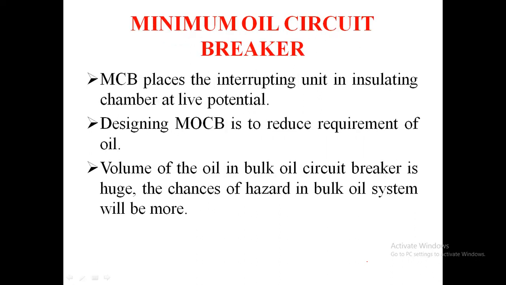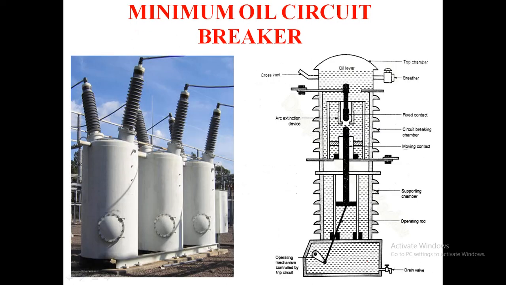Next is the minimum oil circuit breaker, also called MOCB, which places the interrupting unit in an insulating chamber at live potential. The design of a minimum oil circuit breaker is to reduce the requirement of oil. With a large volume of oil in this type of circuit breaker, the chance of hazard in the oil system will be more. So this is the image of the minimum oil circuit breaker, and here is the construction part.